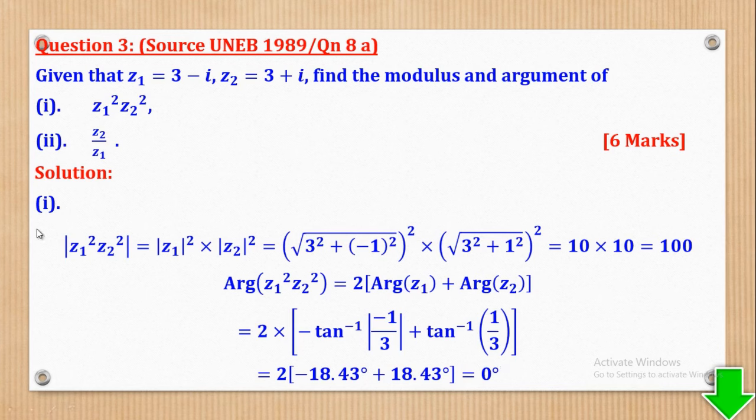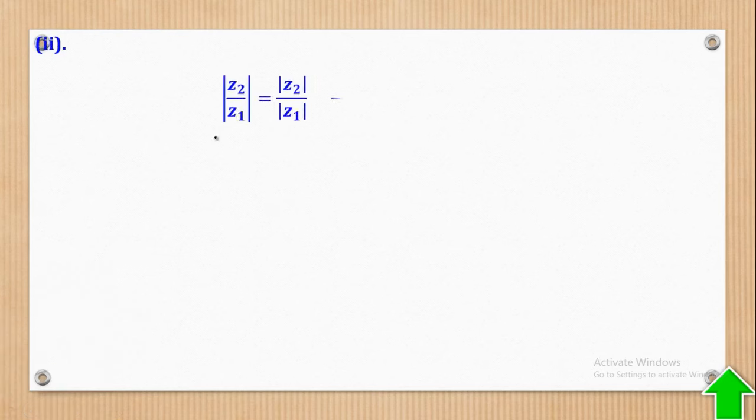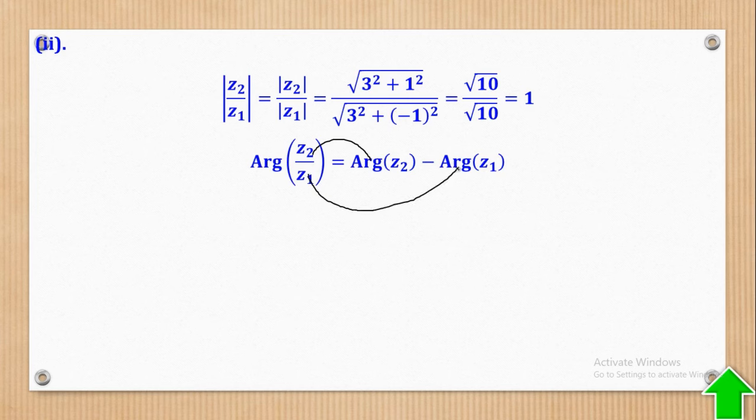That was Roman 1. Roman 2, they want the modulus and argument of z2 over z1. So let's start with the modulus. Modulus of z2 over z1 is the same as modulus of z2 over modulus of z1. So modulus of z2 is this, modulus of z1 is that, and then you come up with 1. What about argument? Argument of z2 over z1 is the same as argument of z2 minus argument of z1. Then you substitute.